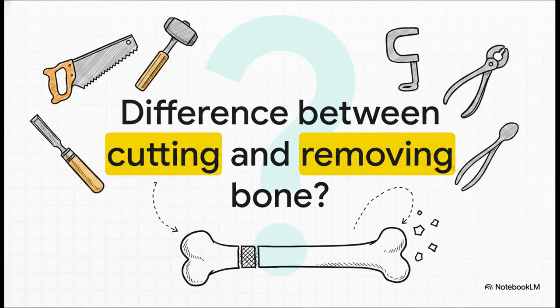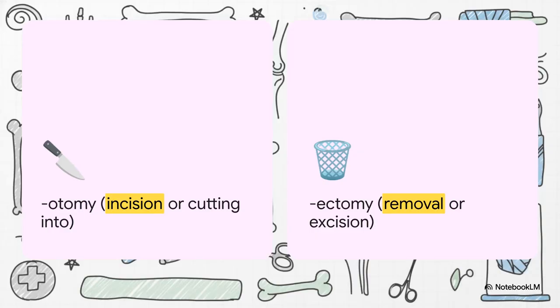Think about it. As a surgical tech, if you prep for a cut, but the surgeon is actually planning a full removal, you've got the completely wrong instruments on your Mayo stand. The real-world stakes of understanding these next suffixes are huge. The crucial difference entirely comes down to the suffix. Otomy means an incision, or cutting into. Contrast that side by side with ectomy, which means removal or excision. Confusing an incision with a removal fundamentally changes your setup, the pace of the surgery, and ultimately the patient's outcome.